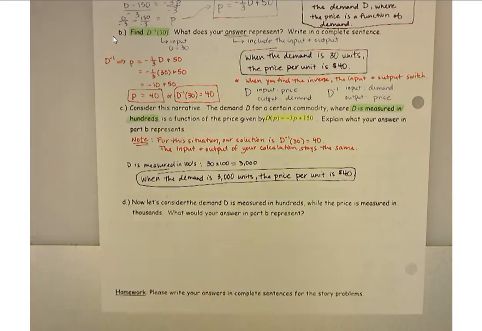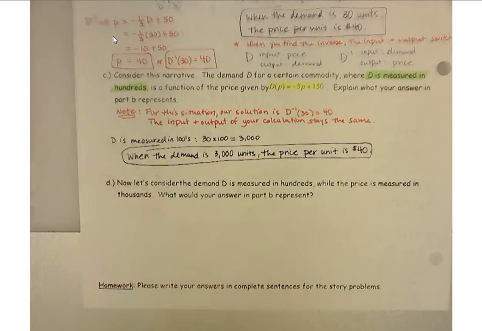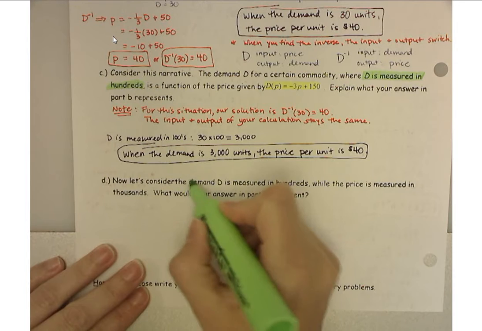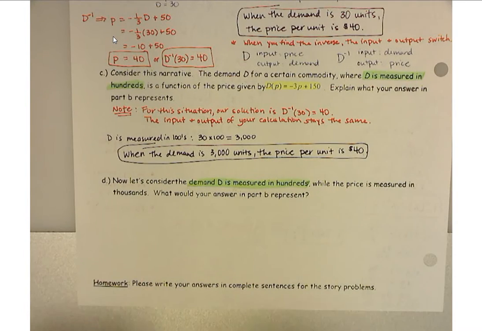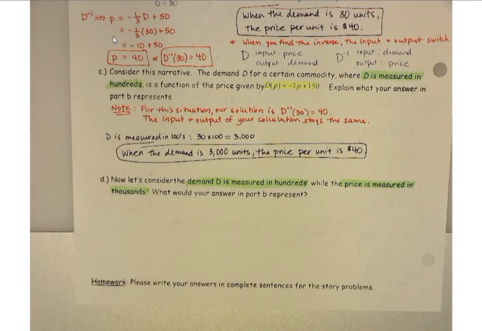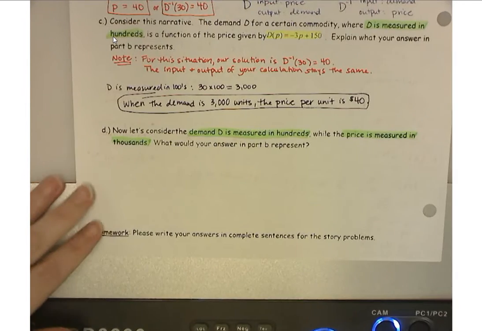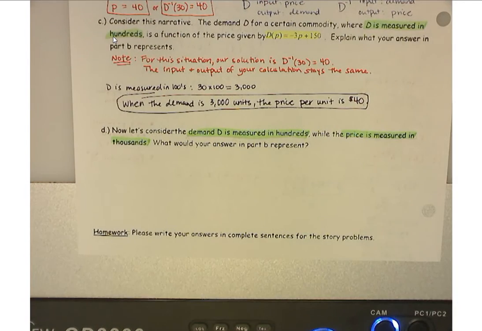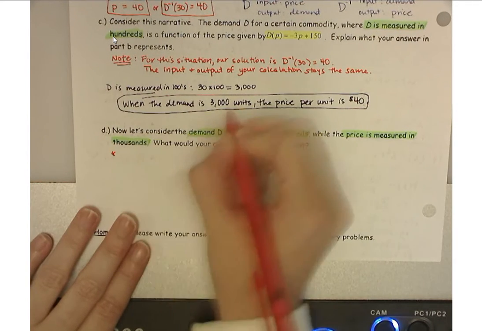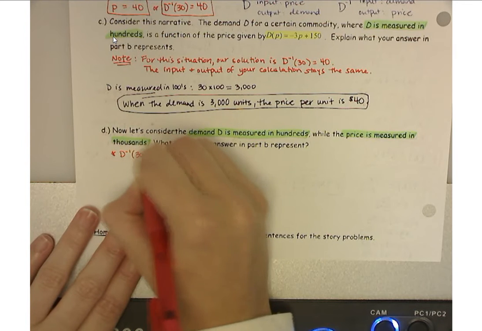All right, now for part D, there's a couple things that stay the same. Guys, stay with me. Now your demand D is measured in hundreds, the same as in part C, while the price is measured in thousands. They'll tell you explicitly what it's being measured in. If they don't say it's measured in hundreds or thousands, it's just going to be in ones. Again, we're not going to write the note again, but it's the same. We still have the D inverse of 30 is equal to 40.